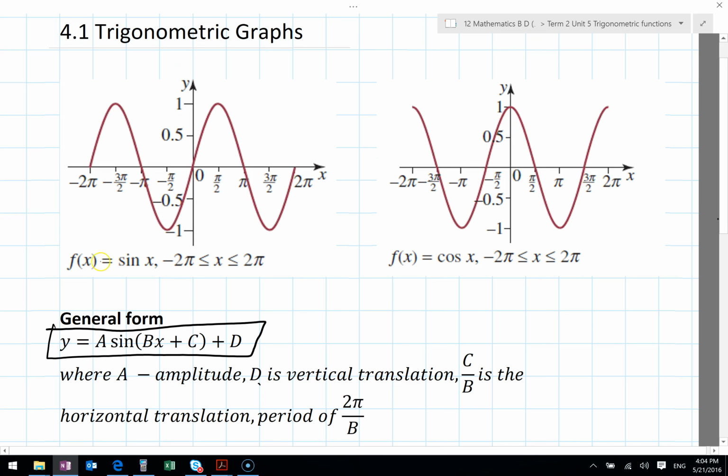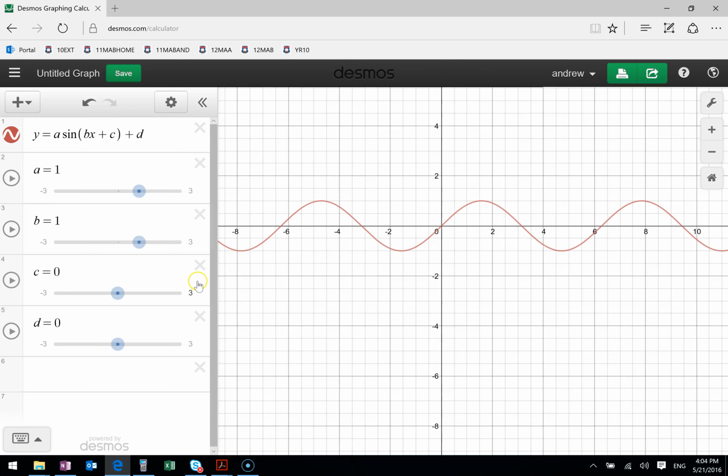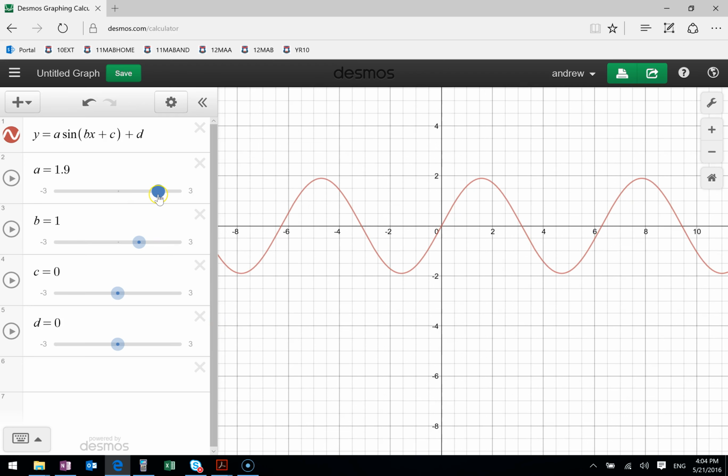So this original sine graph is really 1 sine 1x plus 0 plus 0. And then what we'll do is potentially change A, change B, change C, change D, and see what happens. You can have a look at this applet and play with it if you want. This is our basic sine graph. If I change the A value to say positive 2, you can see that the amplitude goes up to 2. So the distance between the average value and the maximum value is the amplitude.